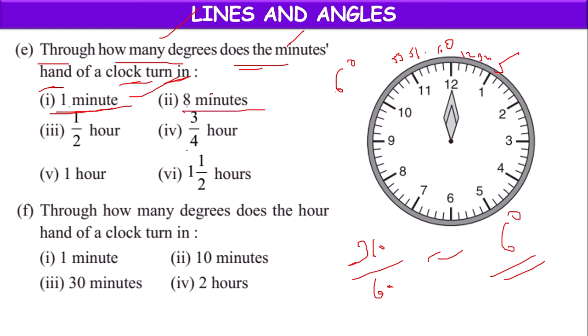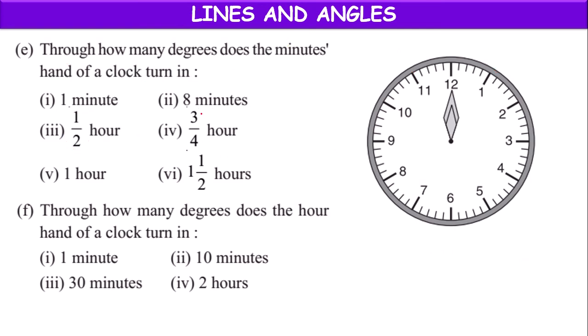In 8 minutes, it will turn an angle of 8 into 6, 48 degrees. In half an hour, which means 30 minutes, it will turn an angle of 30 into 6, 180 degrees. In three-fourths of an hour, which is equal to 45 minutes, it will turn an angle of 45 into 6, 6 fives are 30, 6 fours are 24, 270 degrees.